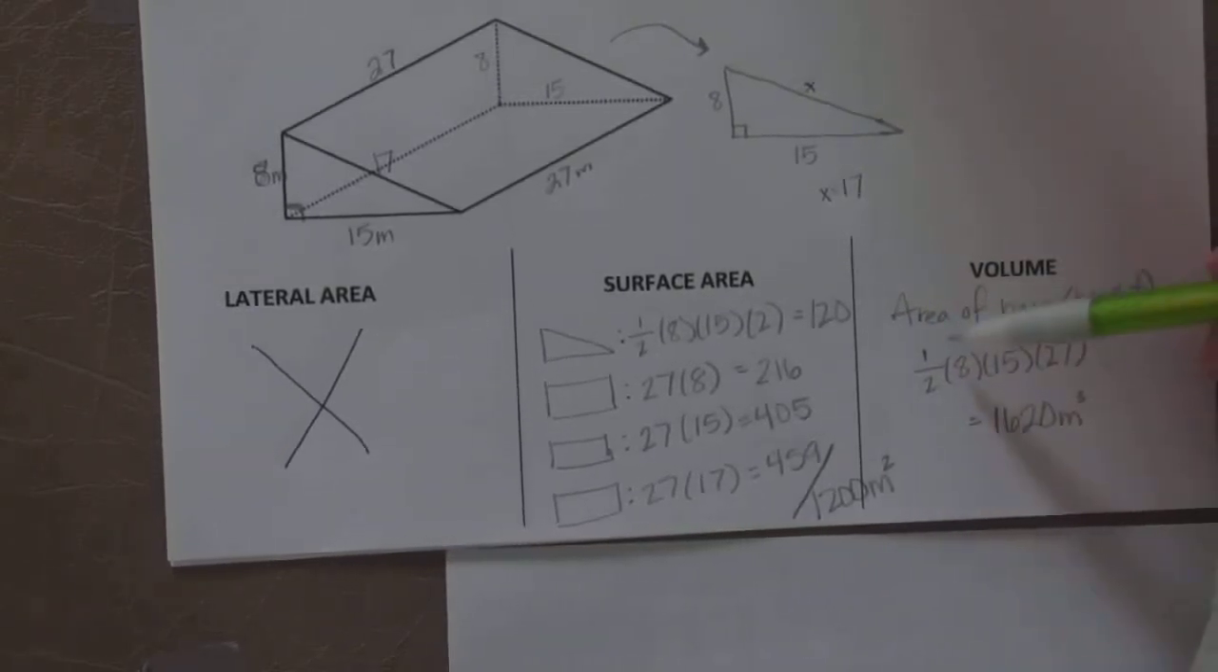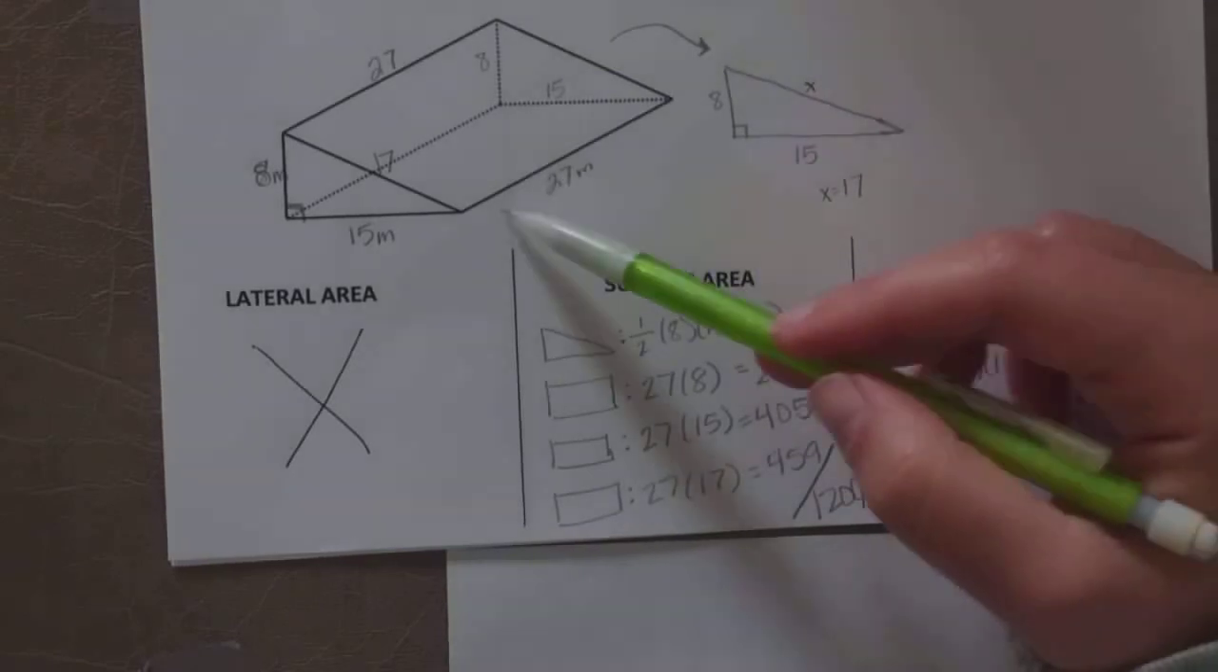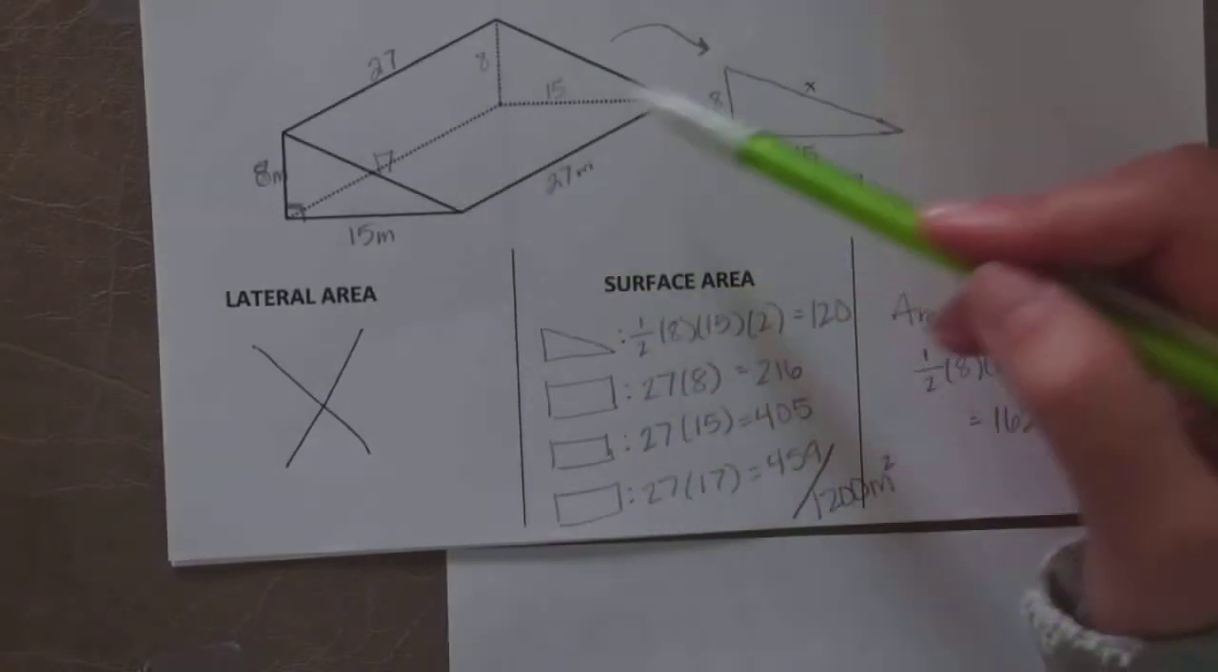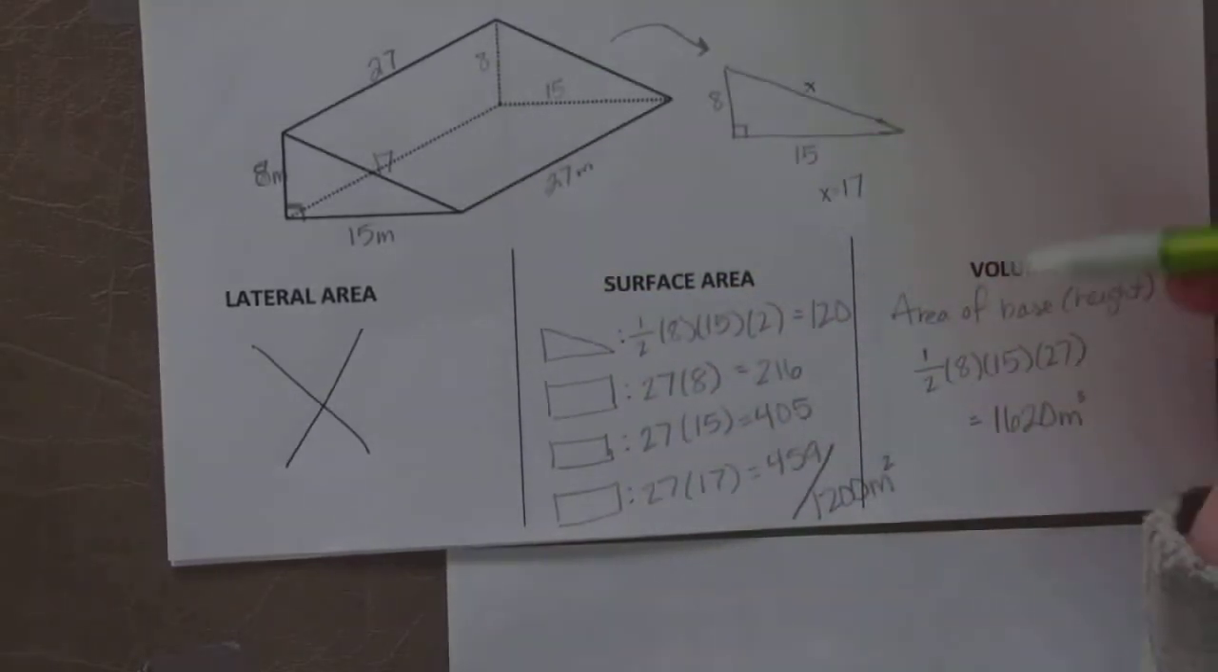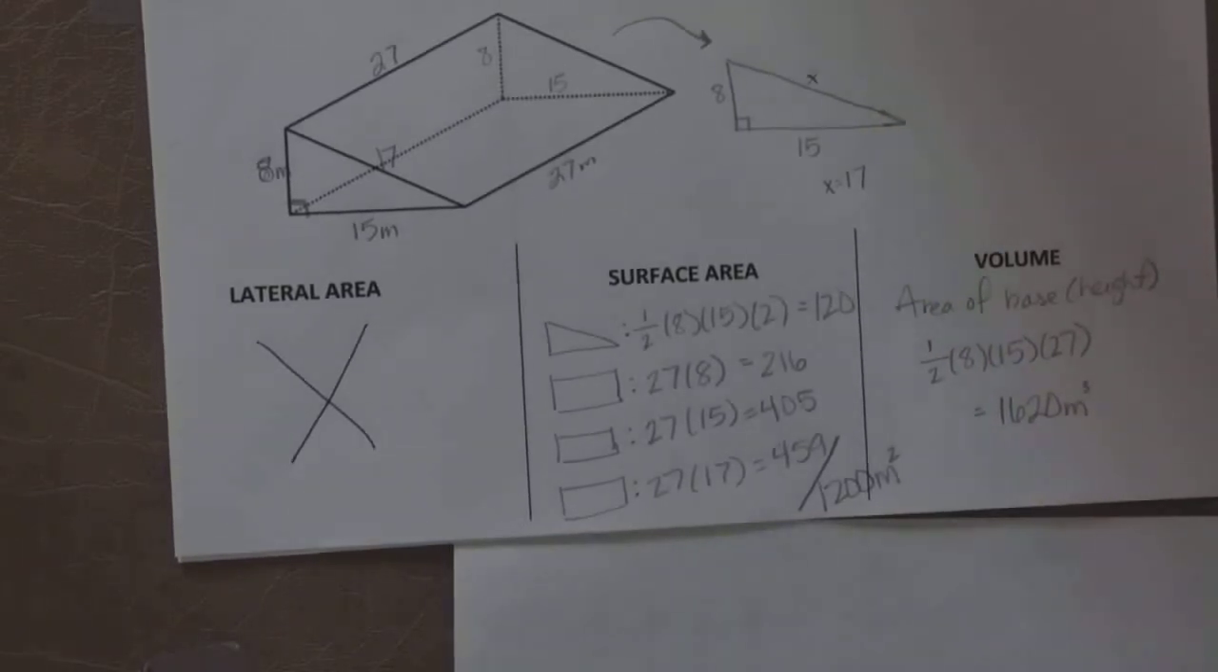Okay? Now again, the volume is just the area of the base times the height. So half of 8 times 15. The height is the length of the parallel lines connecting the triangles, which is 27. 620 meters cubed. There it is.